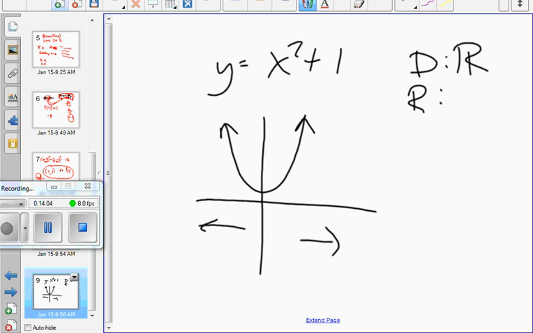Can you write all reals? Well, it's a multiple choice test. So if it didn't say all reals, it would say -infinity to +infinity. Okay, and then the range of it.